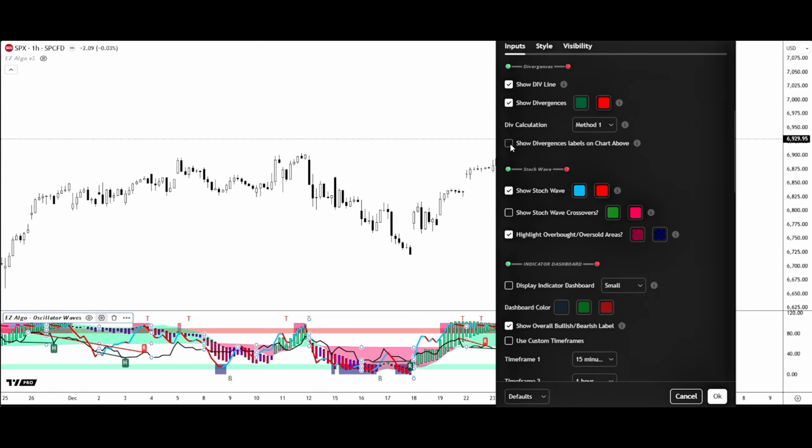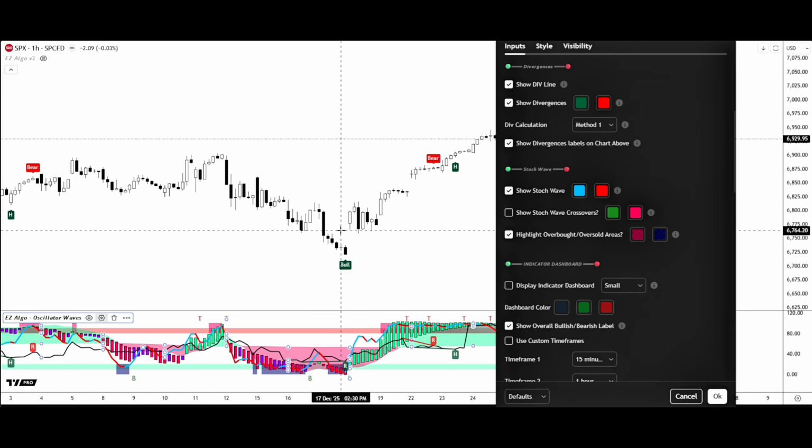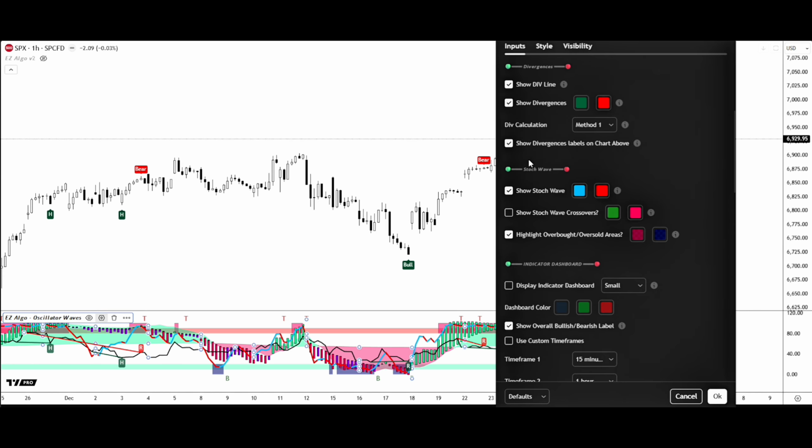Now, let's say if we want it to show up on the chart as well, we can just hit this. And now it's going to populate on the chart and tell us what's going on as well. If we want to view the Stoch Wave crossovers on the chart, we can do that as well.